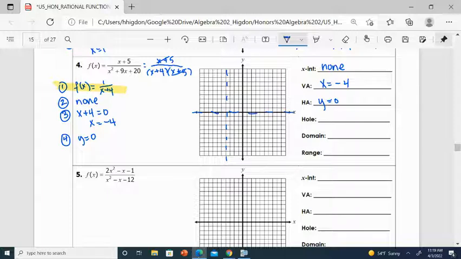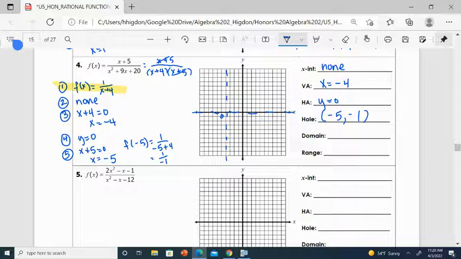Now, in step number 5, we want to find our hole. Again, your hole comes from anything that reduces out, which is our x plus 5. So x plus 5, set it equal to 0, subtract the 5, and you get x equals -5. So my hole is at -5, something. You have to substitute that back into that reduced form. So f of -5 is equal to 1 over -5 plus 4. So I get 1 over -1, which is -1. So at (-5, -1), there's the hole.